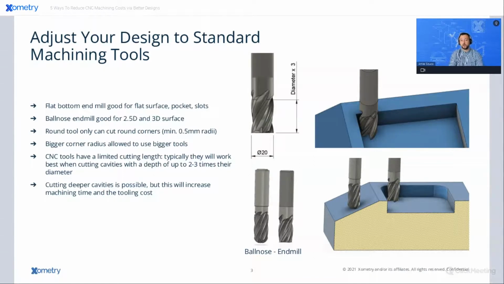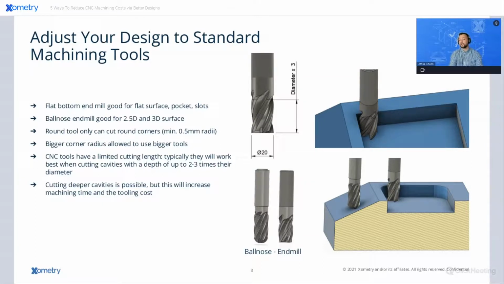CNC tools have a limitation on cutting length. Typically, they work best when cutting cavities with a depth of 3 times the diameter. So if you're creating features, whatever radius you put in a corner, multiply it by 2 as a diameter and by 3 as a depth. That is the best way.